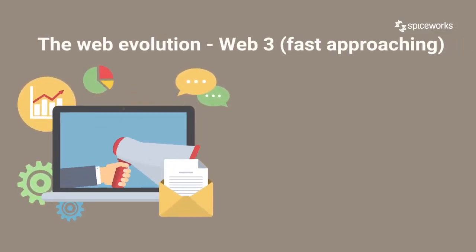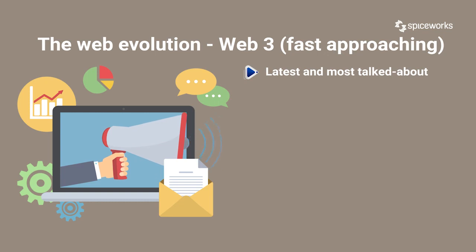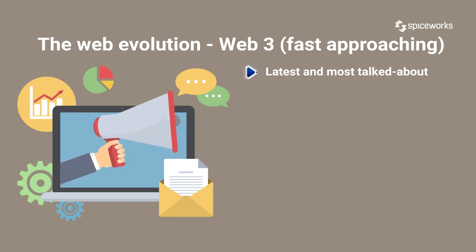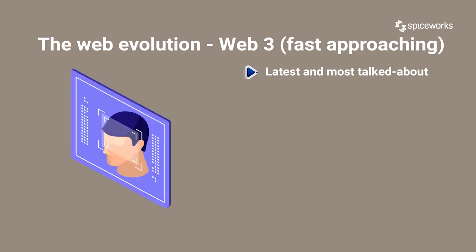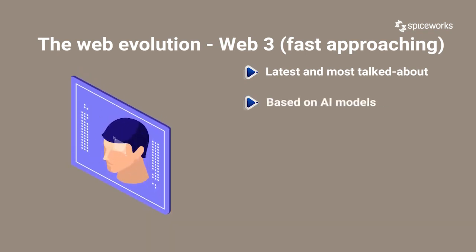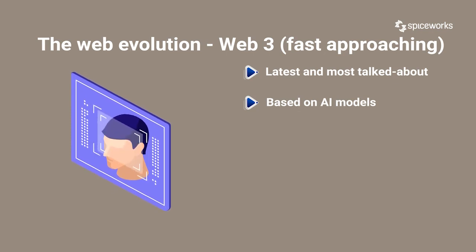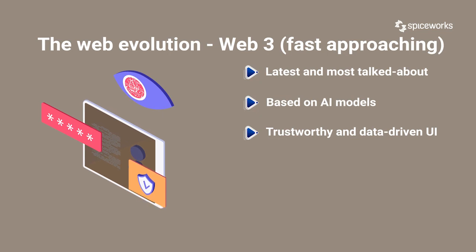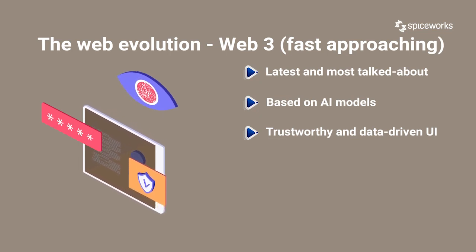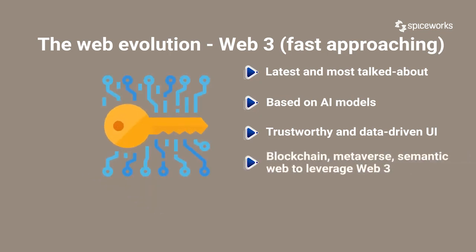Web 3 is the Internet's latest and most talked about generation, the third iteration following Web 2. Based on sophisticated software programs such as artificial intelligence, it will enter the arena. It aspires to provide a trustworthy and data-driven UI that caters to every user. Blockchains, the metaverse, and the semantic web are all expected to be leveraged through Web 3.